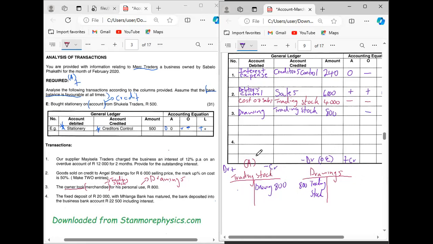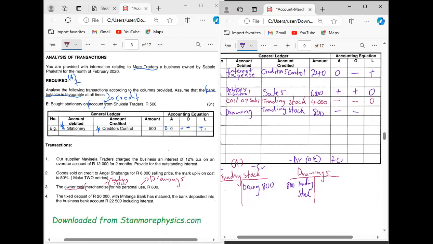Now we go to trading stock. Trading stock is classified as what? Asset, owner's equity, or liability? As an asset. And how is our trading stock affected? Positive or negative? In the negative way, so it's minus. And guys, we do not have any debts or liabilities, so it's no entry.